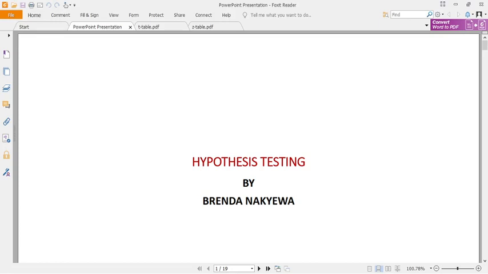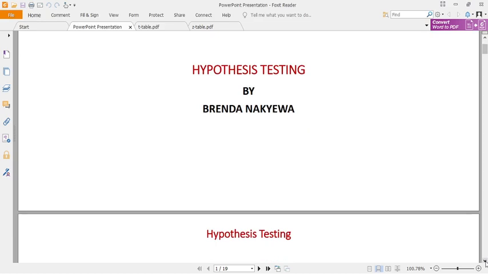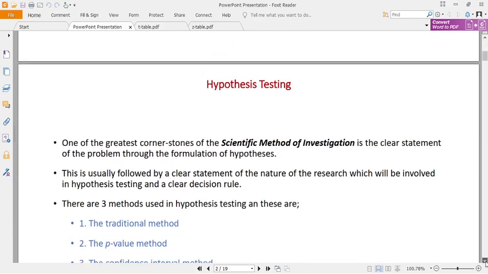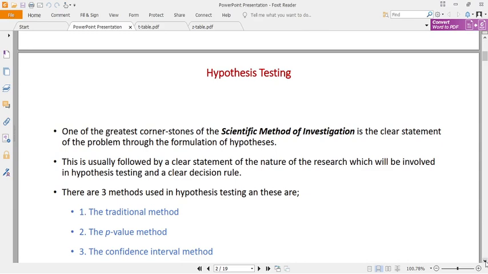And this time we are looking at hypothesis testing. I think in our introductory slides, we defined a hypothesis. So now is the time that we are putting the concept into practice. Like I mentioned last time, hypothesis testing is all about making a scientific guess or an informed guess of what an outcome will be.